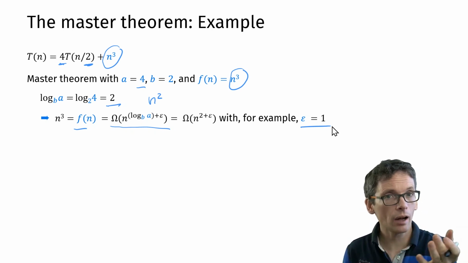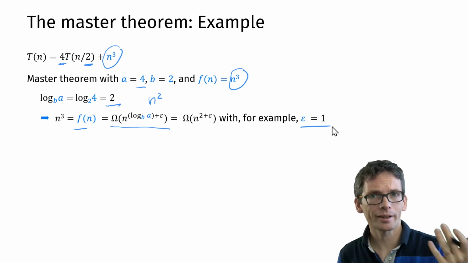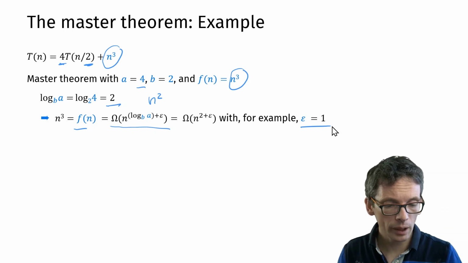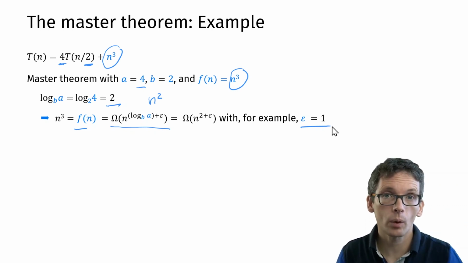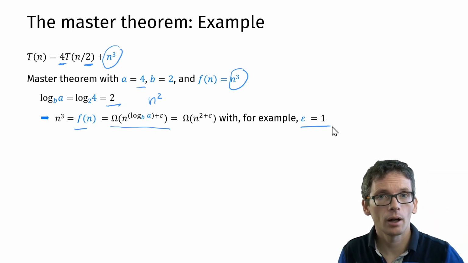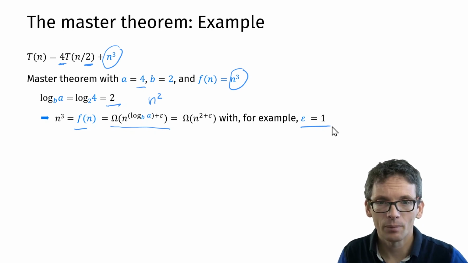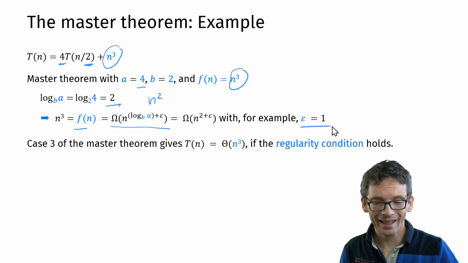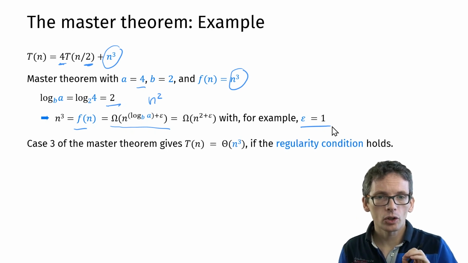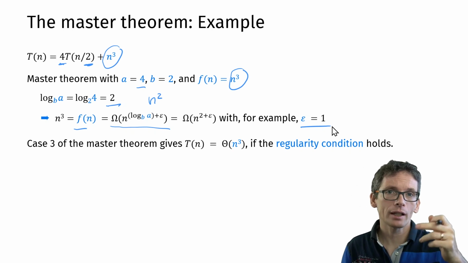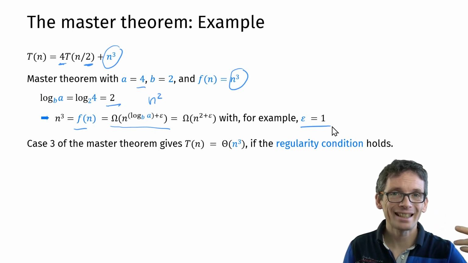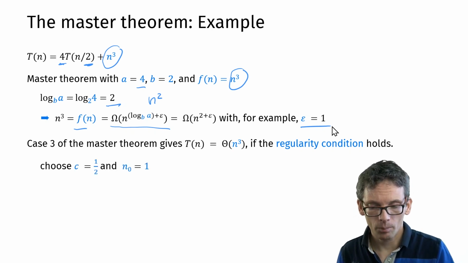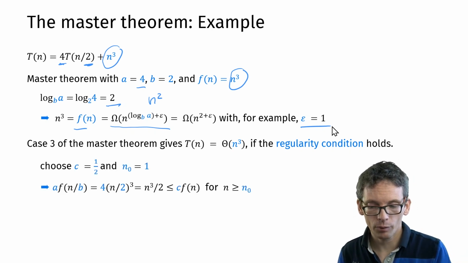Of course, 1/2 would also work here, but 1 is somewhat the natural choice because it's simply the one that fits. But 1/2 or 0.1 would also be correct. It would be just a bit arbitrary. 1 works nicely. Additionally, we need to check the regularity condition. So what was that again? We needed to check that a times f(n/b) can be bounded by c times f(n) for some c smaller than 1. So picking c as 1/2, we get the following.